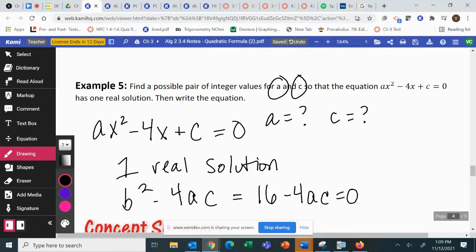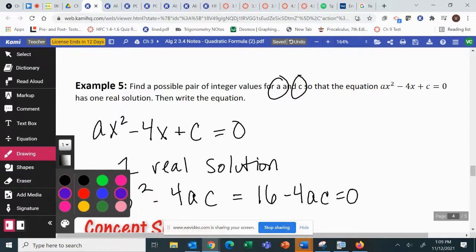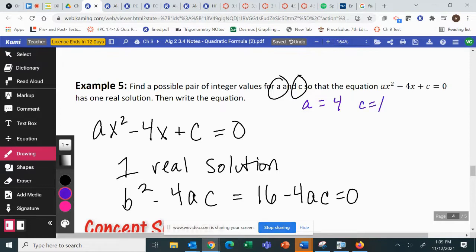Do you already have one, Nathan? You look like you already have one. I bet you can come up with one real fast. Hold on, I'm looking for an A and a C. 4 and 1. A is 4, C is 1. Yes, that works. What's another one? Somebody different. What's another one?